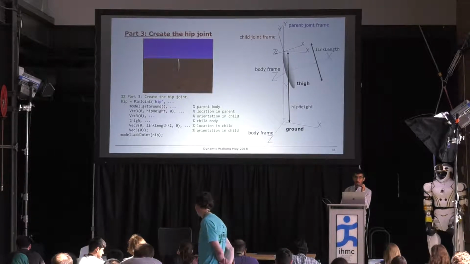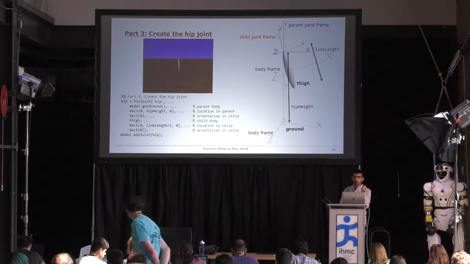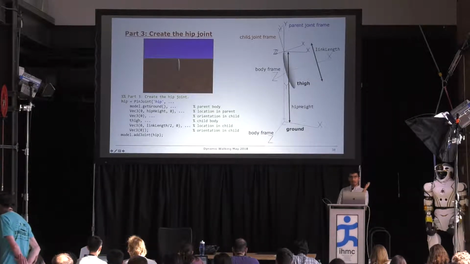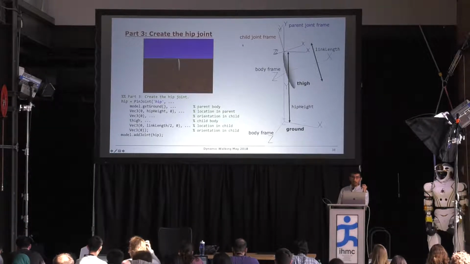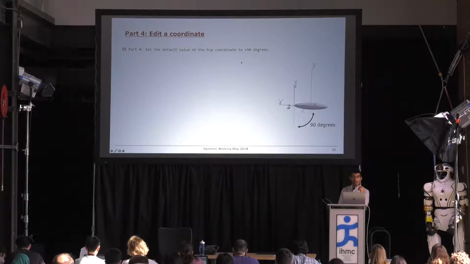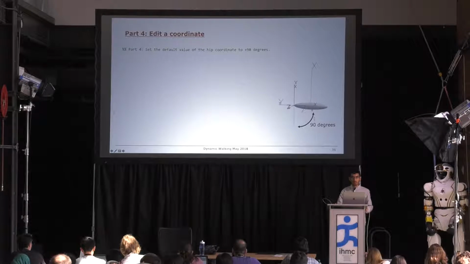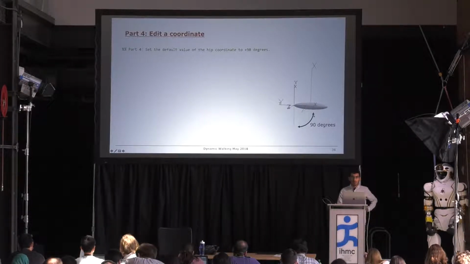Okay, so if you run your script now, you should see the thigh body just hanging there at rest. But we want a more interesting initial condition. So we're going to edit the coordinate for the hip joint so that its default value is such that we'll get a pendular swing. So we're going to set the default value for the hip coordinate to be 90 degrees.